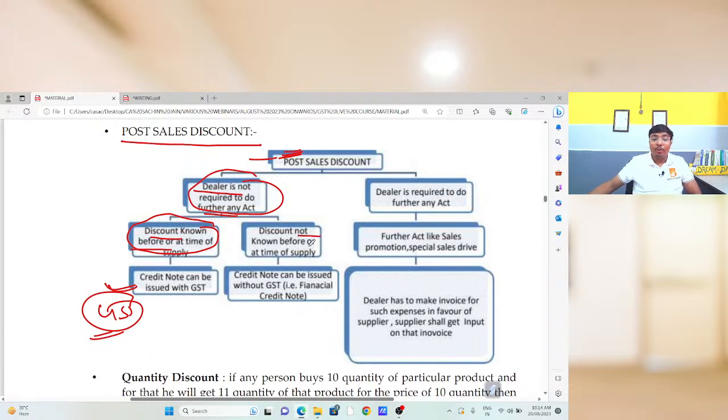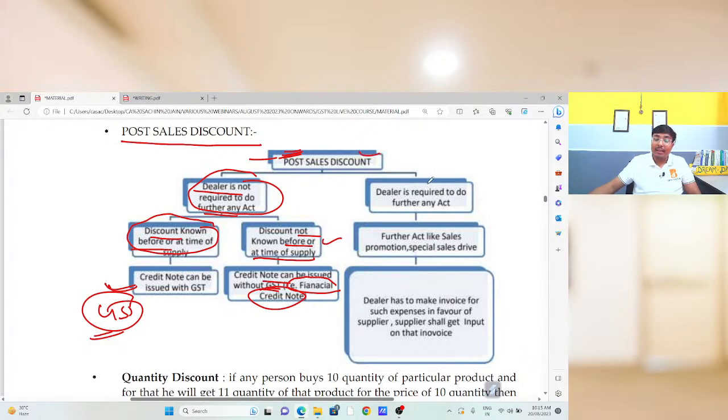But if the discount is not known before or at the time of supply, in that case, credit note can be issued, that is financial credit note, no GST adjustment will be there. So the basic theme which we had already discussed regarding post sales discount: if there is no liability on the dealer to do any act, and the discount is known at the time of making of the supply, that discount will be treated as your trade discount, and you can issue the credit note with GST effect. If the terms of that particular discount have not been decided at the time of supply or before making the supply, that discount will be treated as financial discount, and financial credit note will be issued, no GST adjustment will be there.